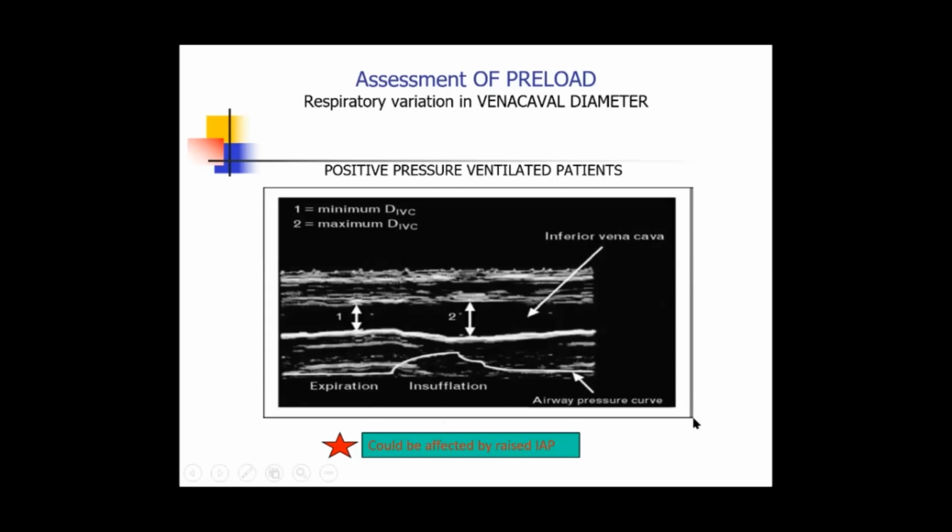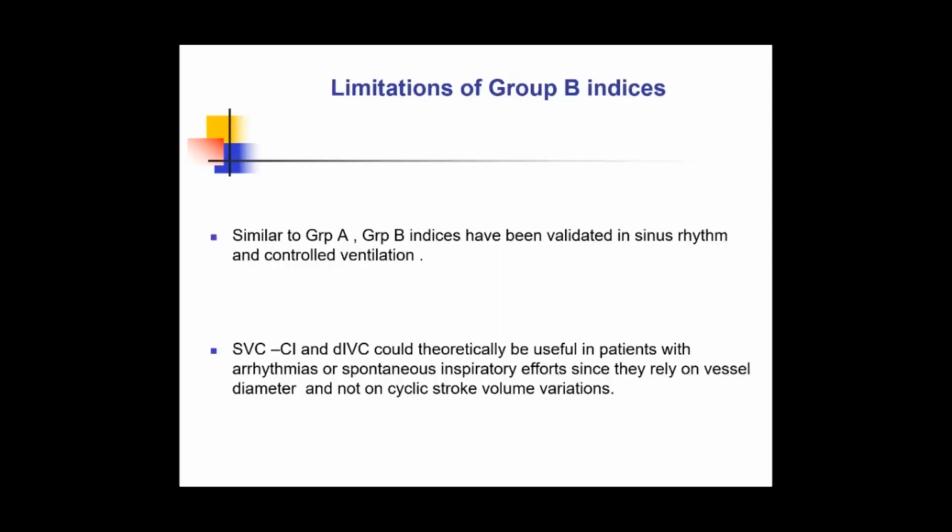But these values could be affected by a raise in intra-abdominal pressure. Remember that. If the intra-abdominal pressure is raised, these values will not be good predictors of fluid responsiveness. So there are limitations to group B similar to group A. These also have been validated in sinus rhythm and controlled ventilation. So the similar limitations apply to this group also.